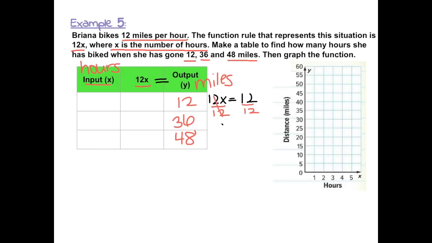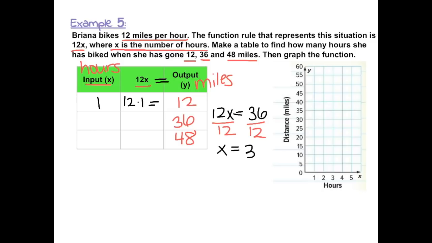We're left with x equals 1. 12 times 1 does equal 12, so we know that that's correct. Our next output is 36. So we're going to set our function rule, 12x, equal to the next output, 36. Divide both sides by 12. We get x equals 3. 12 times 3 does equal 36, so that's correct.